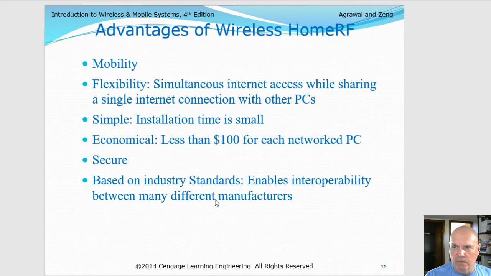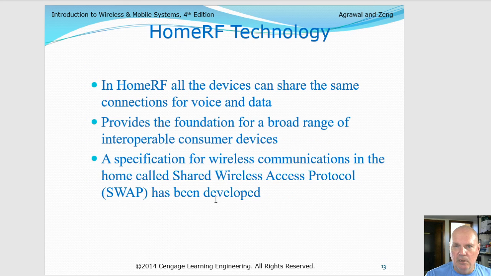So, some advantages of wireless Home RF. It provided for mobility, you can move the devices around, simultaneous internet access from multiple devices, simple, inexpensive, and all of these are standards that are part of the modern Wi-Fi connected home. In Home RF, all the devices could share the same connections for voice and data. It provides the foundation for a broad range of interoperable consumer devices.